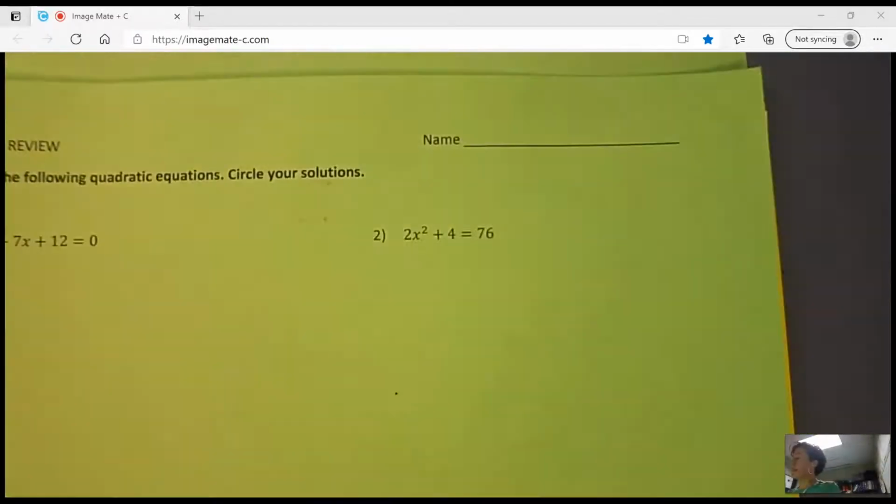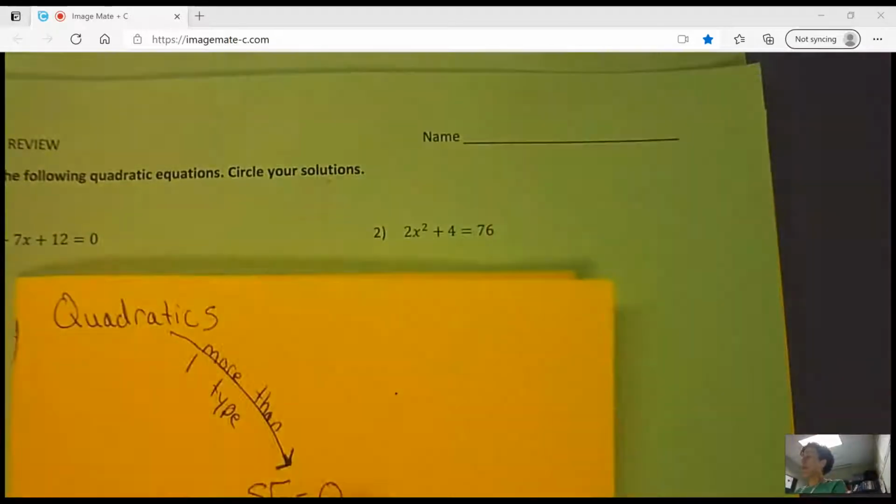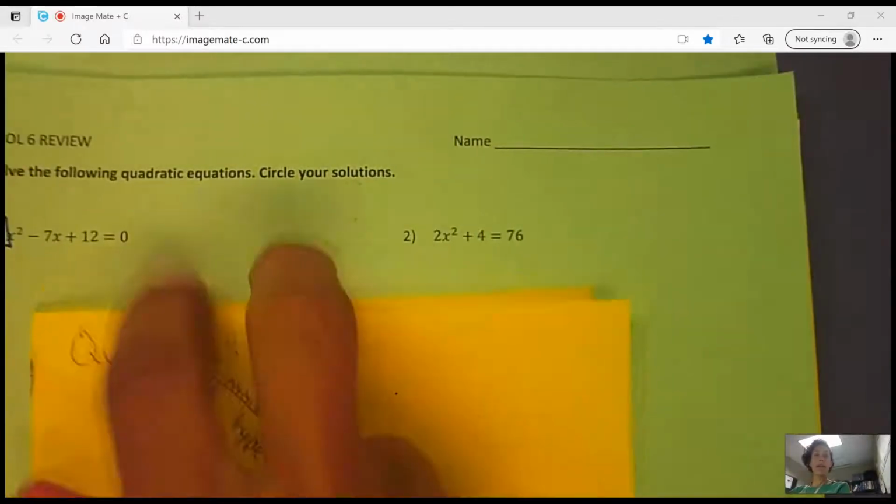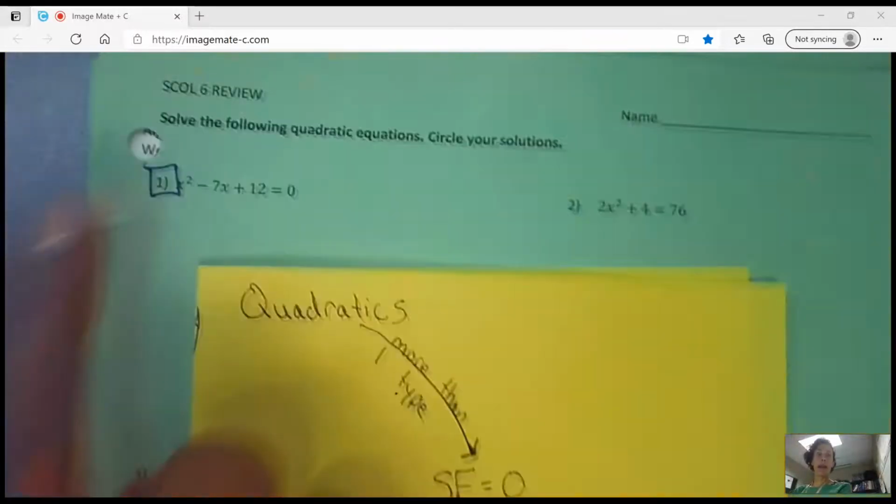So in the second part of the video overall, we're going to tackle the problems that we put squares around. And these problems are all in standard form. They have more than one type of x. They all have an x squared and an x.